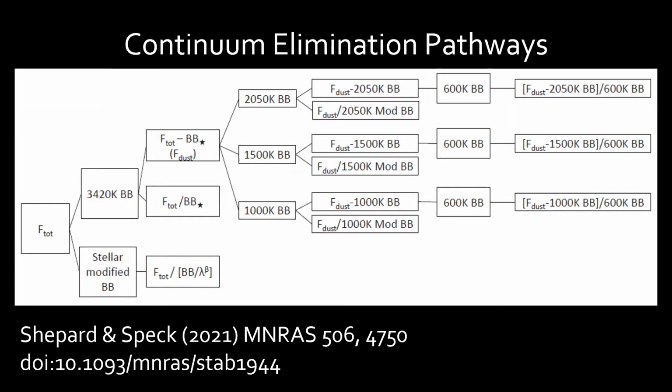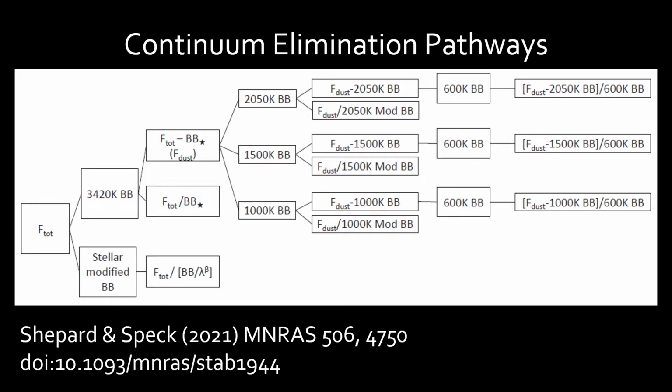Here are the different continuum elimination pathways which we investigated, and all of these start with the total flux coming from Mira and the surrounding circumstellar dust. With the total flux, we either divided by a stellar blackbody or divided by a modified blackbody with an emissivity index. Then we subtracted the stellar blackbody to leave a dust-only flux. That dust-only flux was divided by a modified blackbody with an emissivity index, and we did that for a few different temperatures, which you can see here.